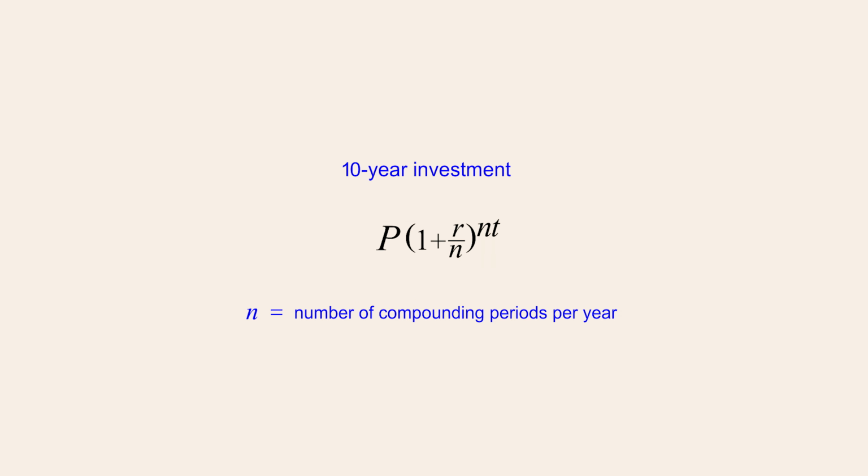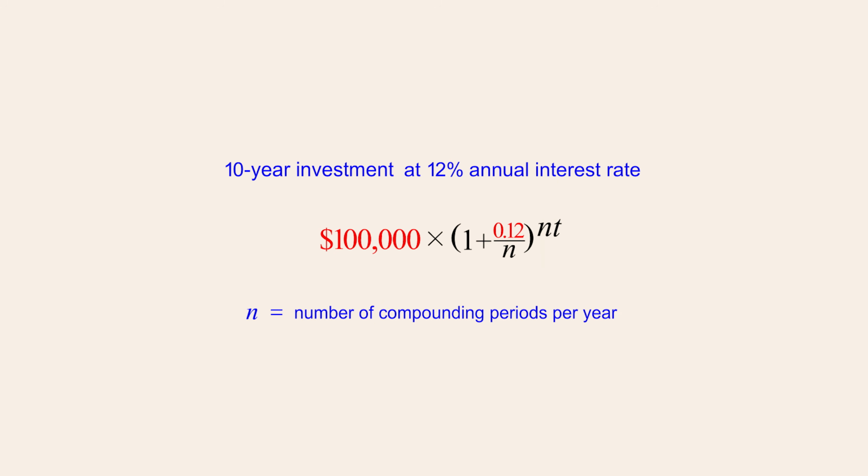In each of these examples, we will assume a $100,000 initial investment invested at an annual interest rate of 12% over a period of 10 years. So in each example, everything will be constant except for n, the number of compounding periods per year, and by increasing n in each new example, we will see what effect this has on the principal growth at the end of 10 years.